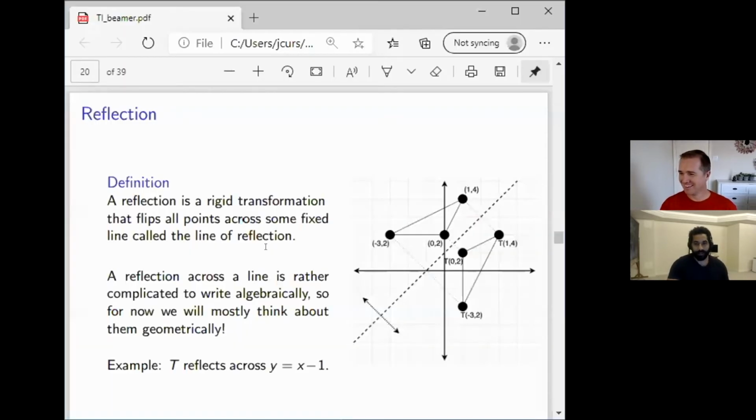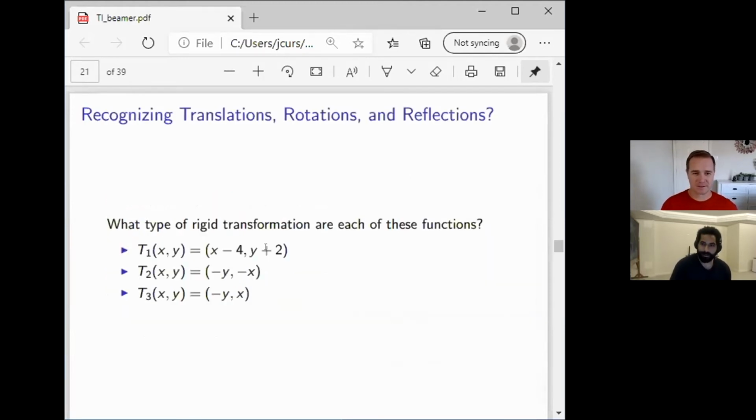So now that we've gone through the three different types of rigid transformations, I want to know, can you guys recognize them? Take a second at home. I've got three rigid transformations for you here. And I want you to either at home, well, preferably using sort of geometry for each one of these, plot a few points and try to tell me what type of rigid transformation each of these is. Okay, so just take a second, try this at home, pause the video, and come back when you've thought about this for a second.